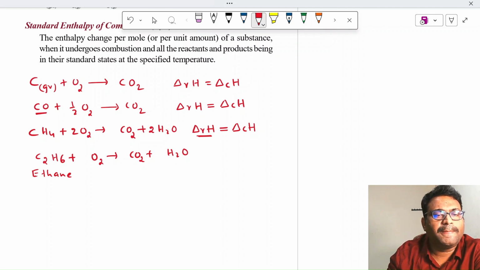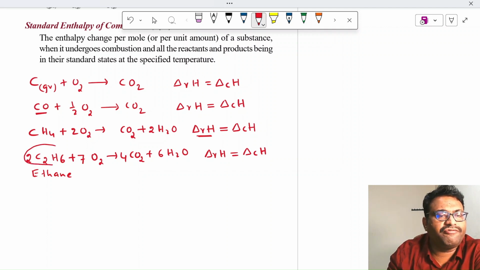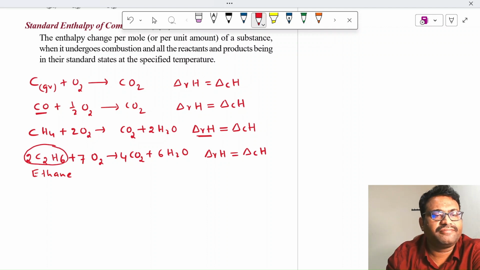Now balance this, right? 2 carbons. If I take 2 moles here, for example, 4 carbons, 12, 6 to 12, 4 to 8 plus 6, 14, 14, 7 O2. Now, can I call this enthalpy of reaction as enthalpy of combustion? No. Why? Here 2 moles of substance is combusted.